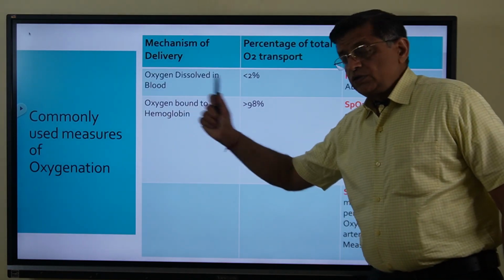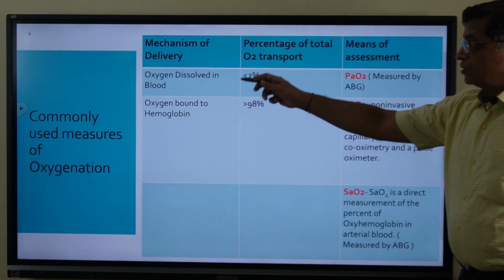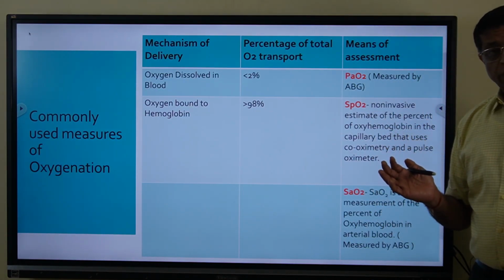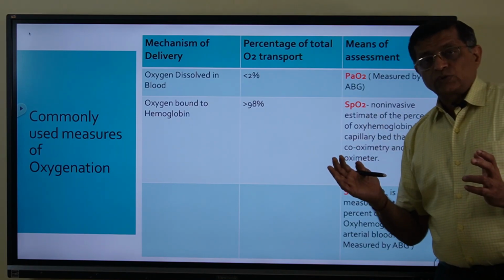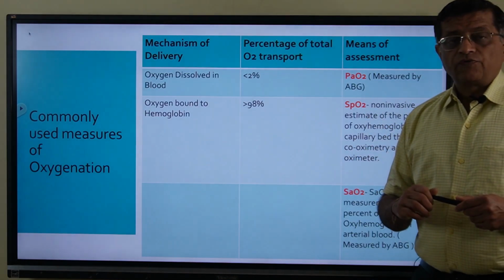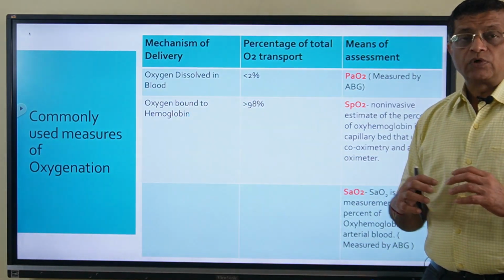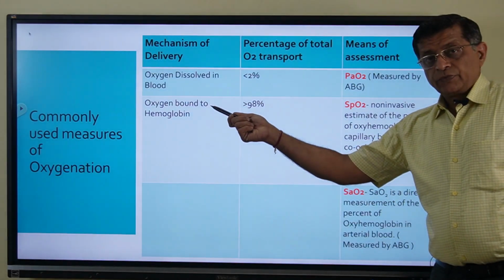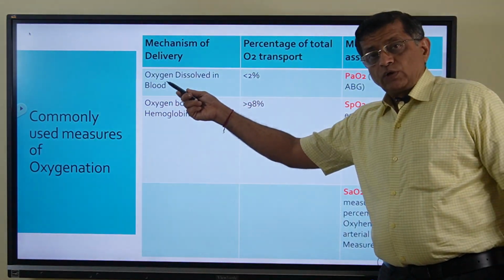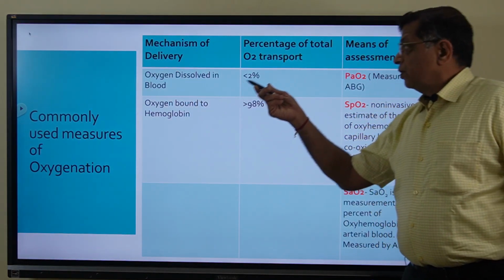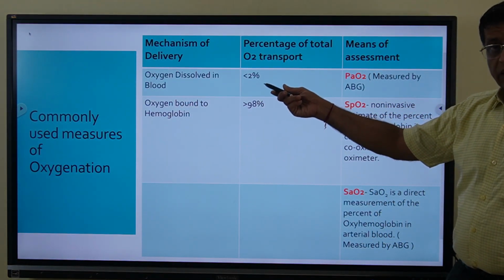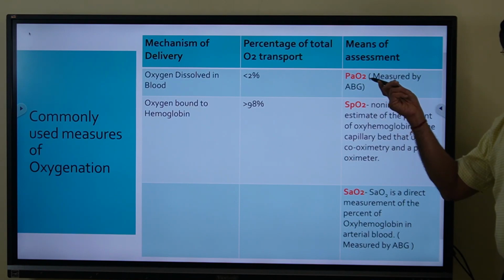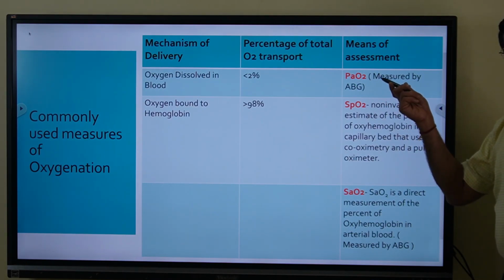Commonly used measures of oxygen in ABG. First is oxygen dissolved in blood. The majority of oxygen in blood is transported through the RBCs, through the hemoglobin, and each molecule of hemoglobin has a capacity to accept 4 molecules of oxygen. So 98% of oxygen is bound to hemoglobin, but there is some amount of oxygen which is dissolved in blood, which is less than 2%, so not really that important, but we give a lot of importance to this value nevertheless. This is called PaO2, partial pressure of oxygen in arterial blood.